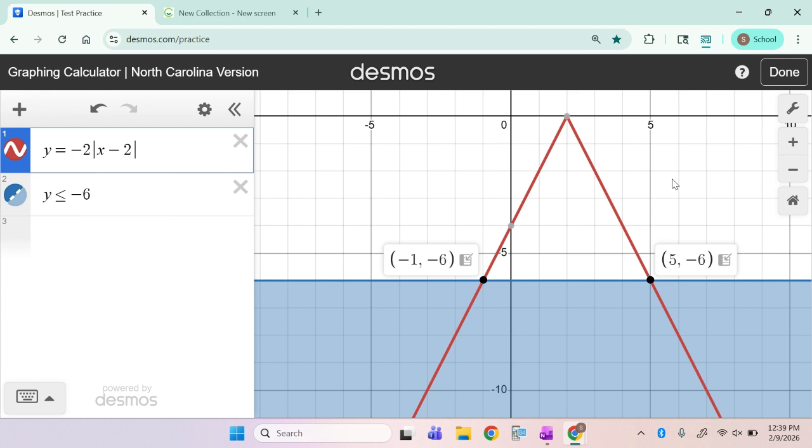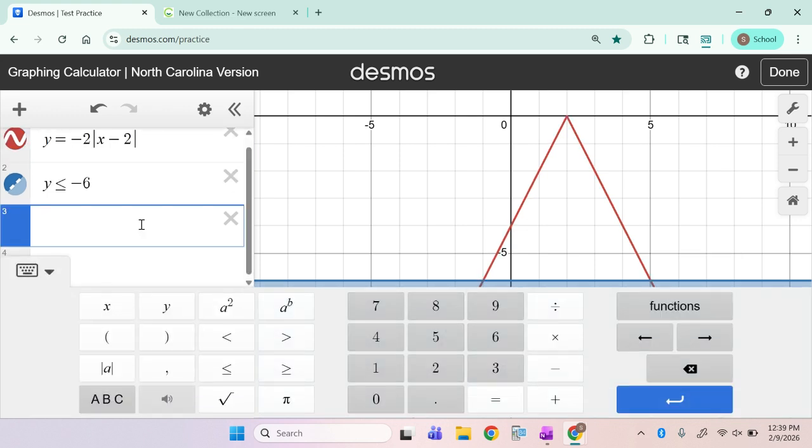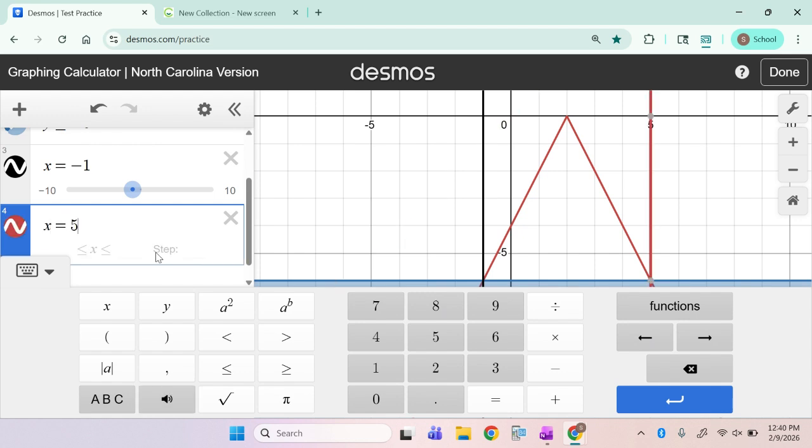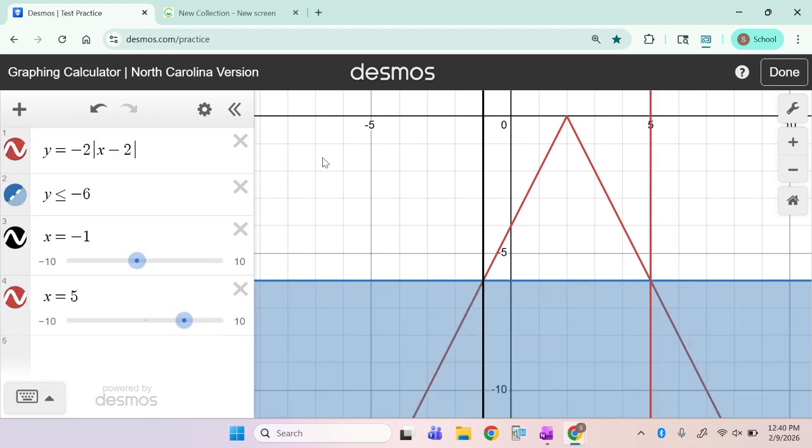Now, here's a pro tip. If you're having trouble visualizing where the barrier lines are, as long as you figure out where x is equal to, which is the points of intersect, so x is equal to -1, x is equal to 5, you can literally plug those into Desmos so that you can see the barrier lines for real. So if I go beneath this, x is equal to -1 and x is equal to 5. And just like that, I have my two barrier lines inputted in Desmos for me.